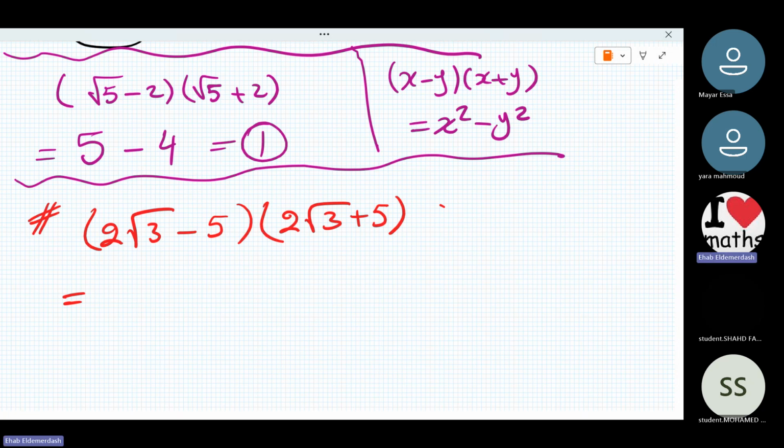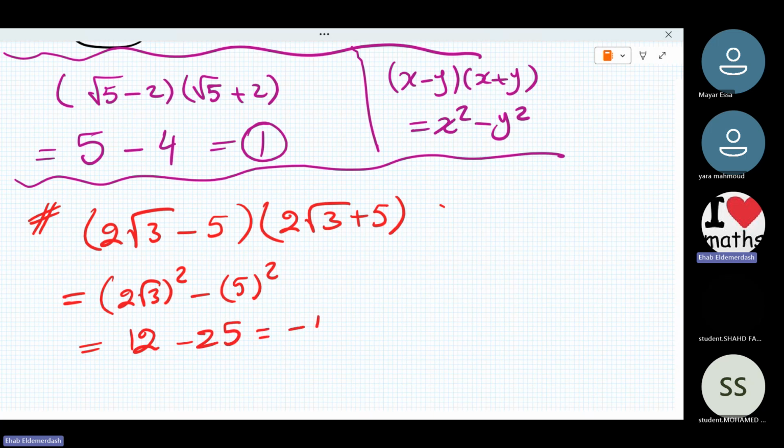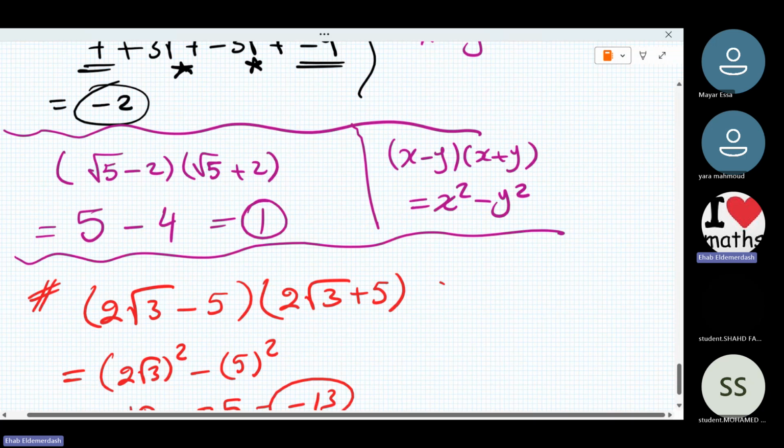Again, if I can see that the first is like the first, the second like the second, one plus and the second is negative, or one negative and the second positive, the answer will be the square of the first minus the square of the second, which is 4 times 3 is 12 minus 25. The final answer will be negative 30. Well, this was the second type.